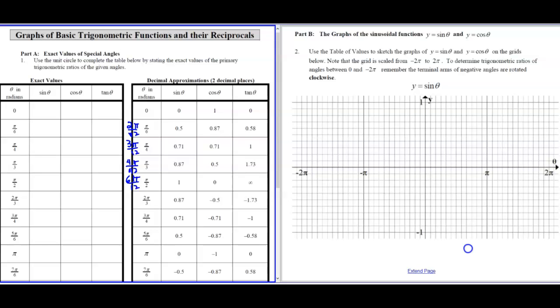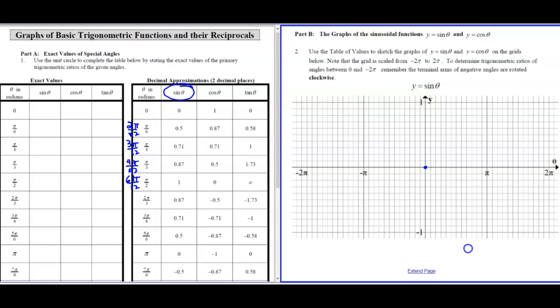For the first graph, we're only looking at the sine values. Okay, so that's saying when theta is 0, the sine value is 0. That's your x-intercept and your y-intercept. Then the next one, when theta is pi over 6, which is 2 pi over 12, so 2 grid markings, the sine value is 0.5.